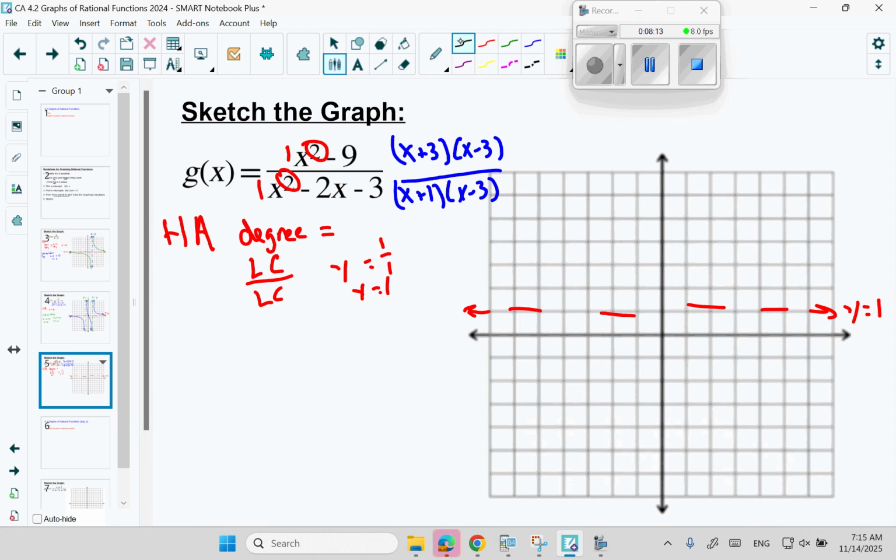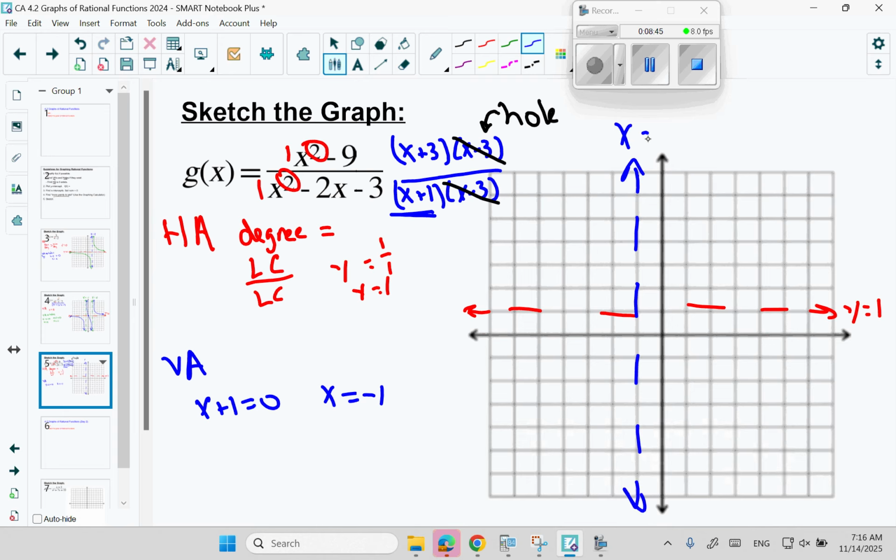Now, when I factored, I should notice I get an x minus 3 and an x minus 3. Because I can effectively cross this off, that is representative of my hole, and I'll hold on to that for a second. So my vertical asymptote is when everything else in the denominator equals 0, so I can do x plus 1 equal to 0 to get x equals negative 1. For the hole, we get x minus 3 equals 0, so x equals 3.